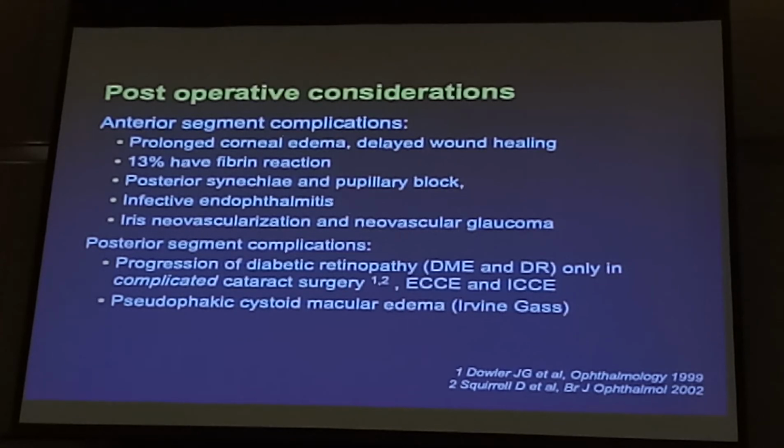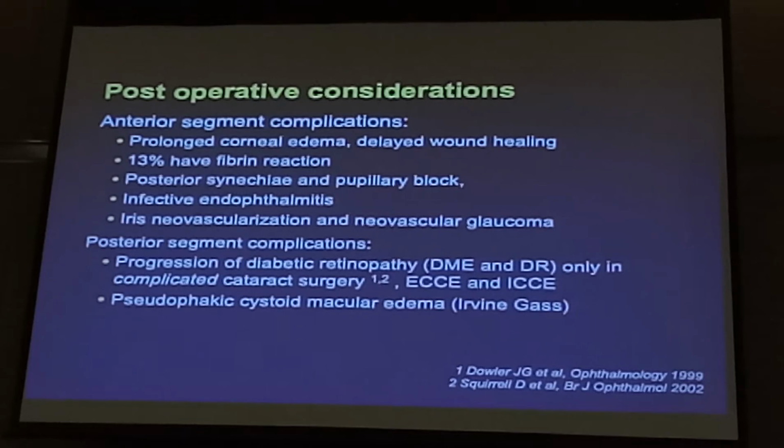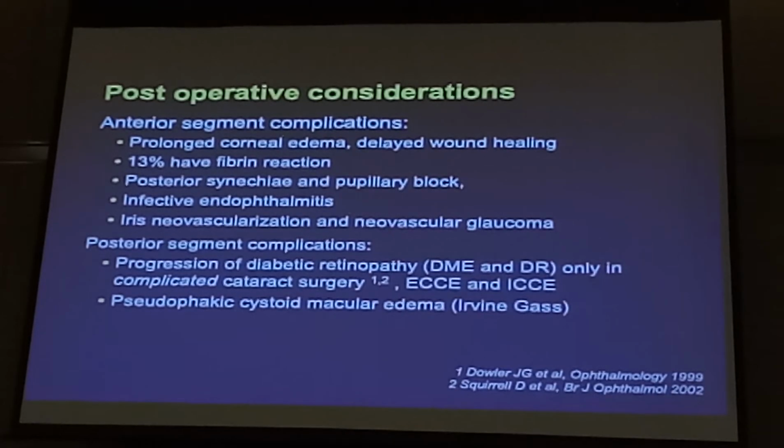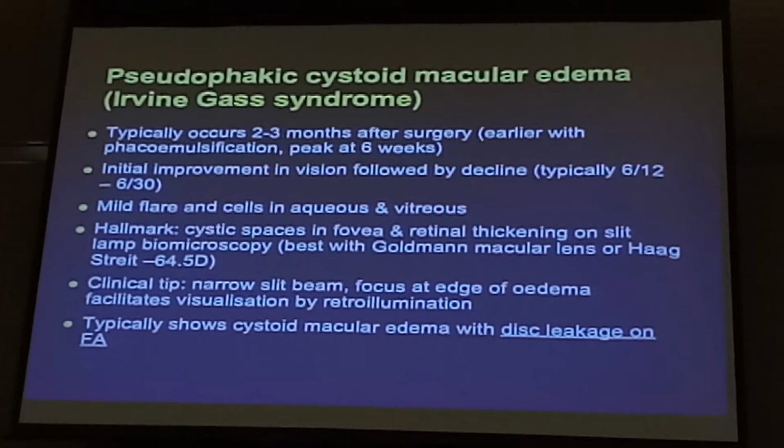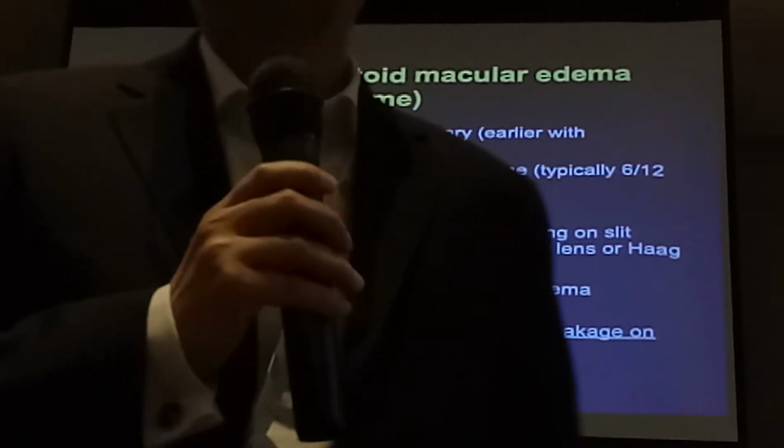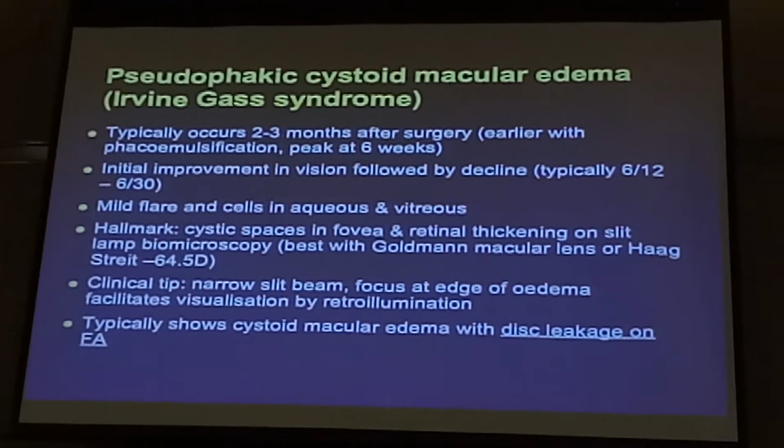And then, of course, we have this confounding pseudophakic cystoid macular edema, otherwise known as Irvine-Gass. Irvine-Gass typically in a non-diabetic patient will occur 4 to 6 weeks after surgery. Higher if it is complicated, higher in ECCE and ICCE compared to phacoemulsification. How do you recognize it? Vision is good initially, and then maybe 3-4 weeks later, visual acuity drops.